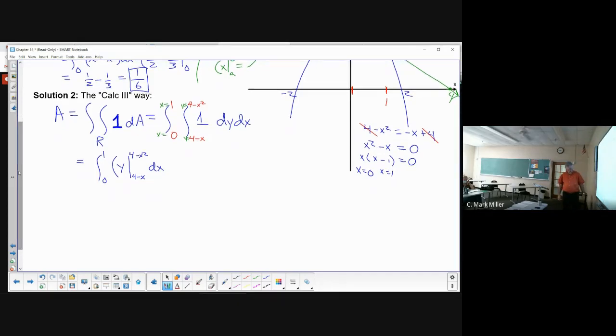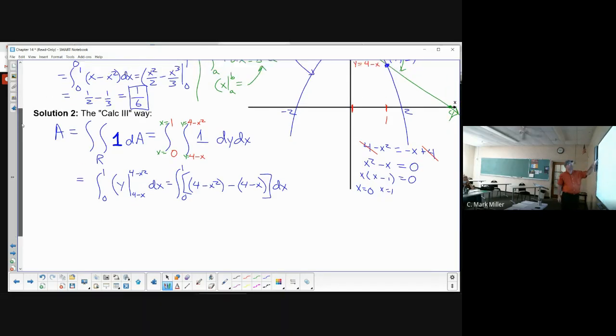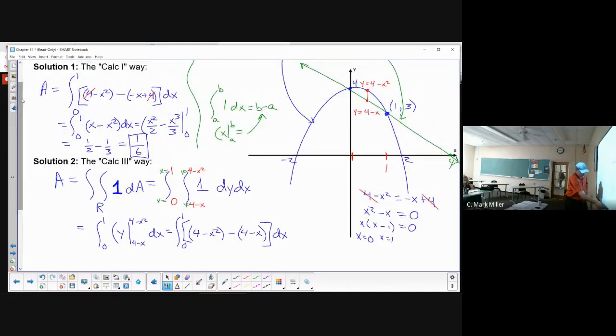So using the fundamental theorem, what does that look like? I plug in the top and subtract what I get when I plug in the bottom. So this is going to be integral 0 to 1. Plug in the top, 4 minus x squared, minus what I get when I plug in the bottom, 4 minus x. Plug in the top, plug in the bottom, subtract. Does that look familiar? What we have left now is exactly that.